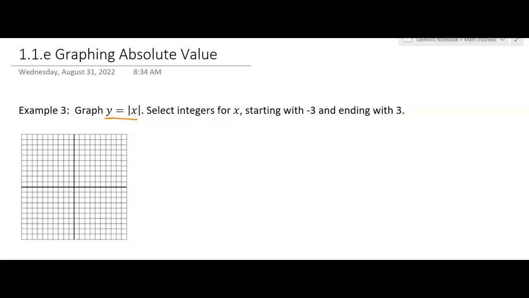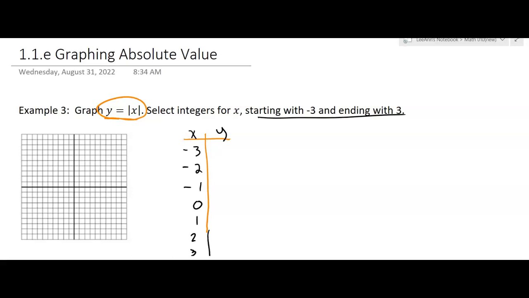Okay, so we have y equals the absolute value of x. We're going to make a table of values, x and y. They tell us again to start with integers using -3 to 3. Okay, and all we're going to do is plug in those x values into the equation we have.